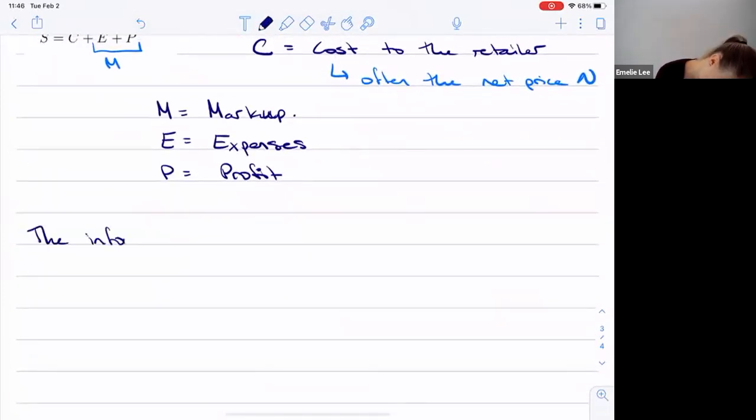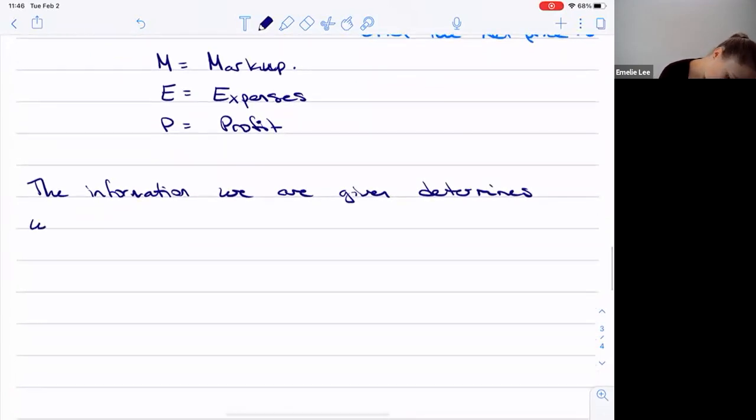The information we are given determines which of these formulas we should use.